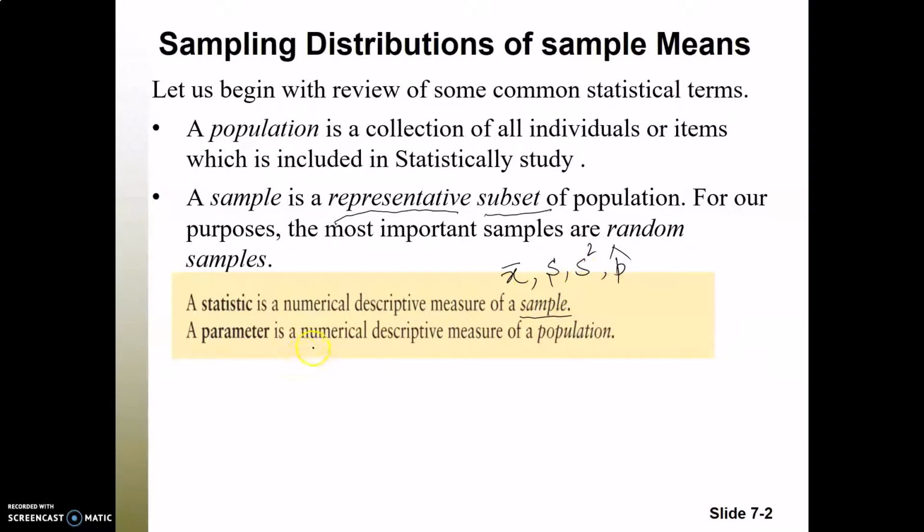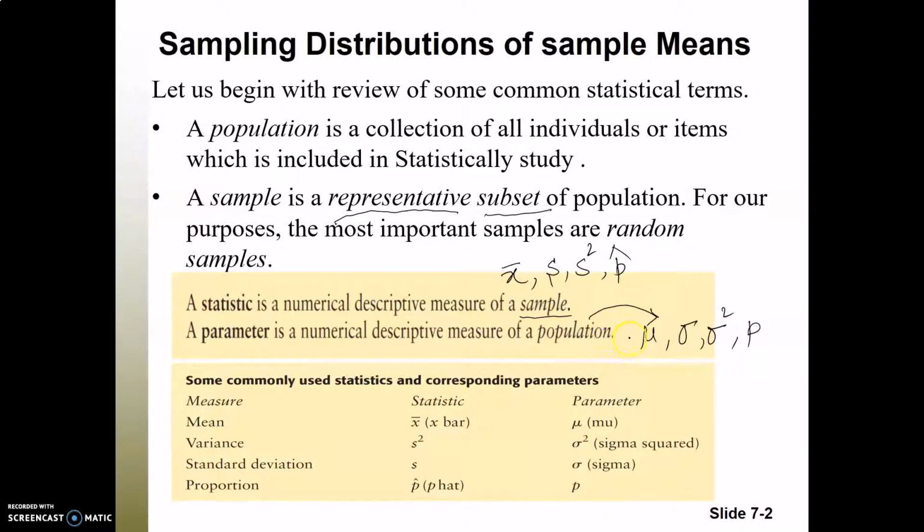And what is a parameter? A parameter is any numerical measure that describes an aspect of a population. For example, the population mean, the population standard deviation, the population variance, the population proportion. These are all numerical measures that belong to a population. For this reason, these are called parameters.